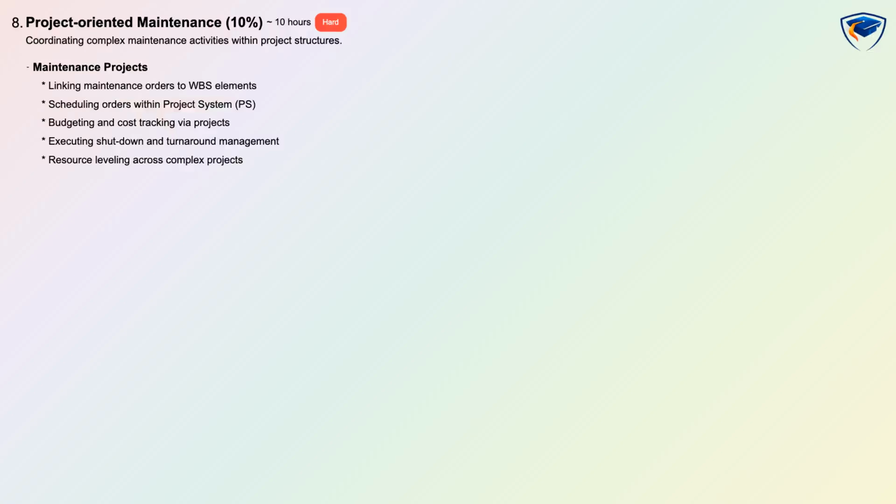You will link maintenance orders to WBS elements, schedule within the project system, and track budgets and costs via project accounting. The domain also covers shutdown and turnaround management and resource leveling across complex project portfolios.